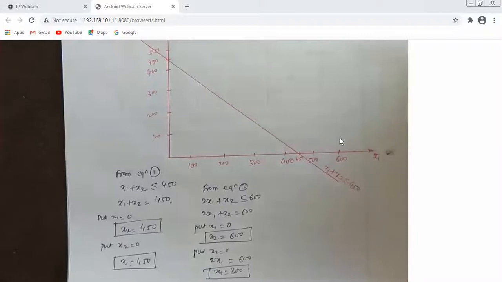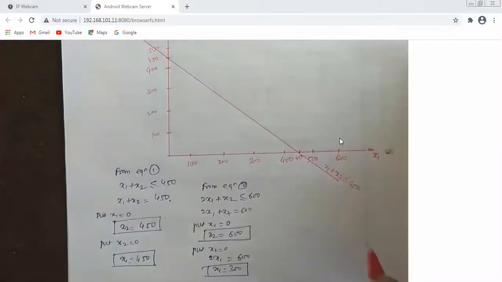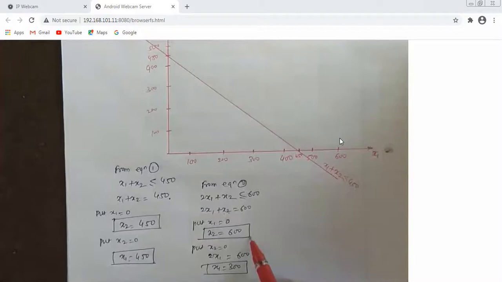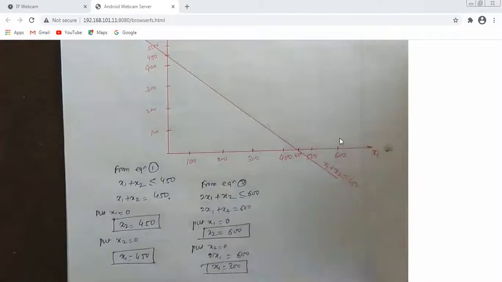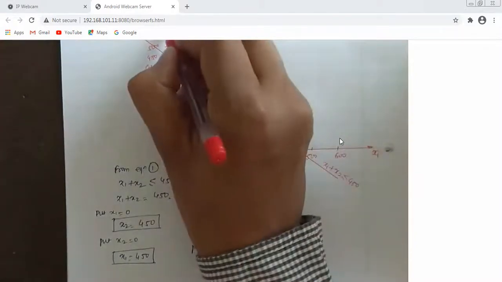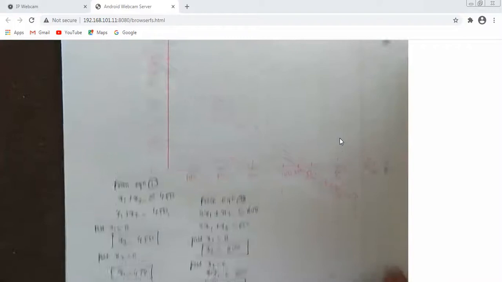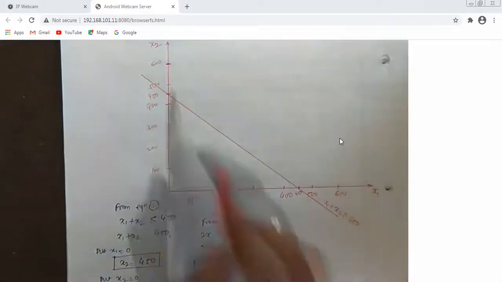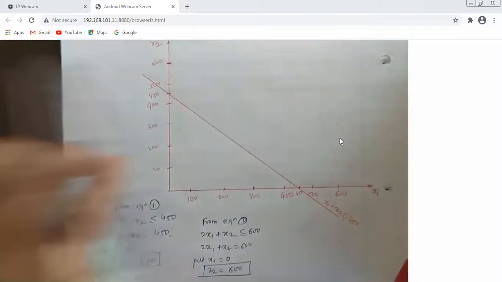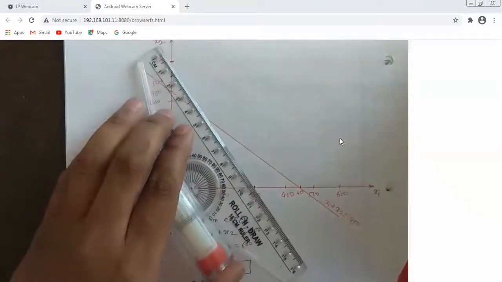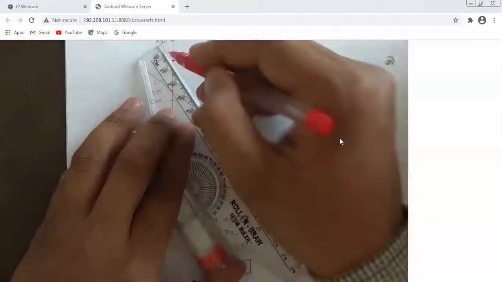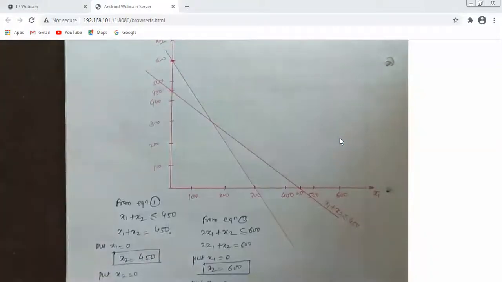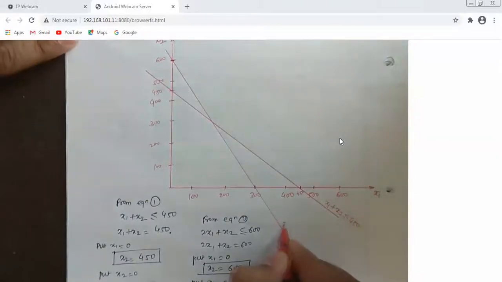Okay, now we'll plot the coordinates of equation number 2. From equation number 2, we are getting x1 is 300, so this is our 300, and x2 is 600, so this is our 600. So again, I have to draw one line which will pass through 300 and 600. So this line will become like this. And I will write the equation of the line, that is 2x1 plus x2 is less than or equal to 600.